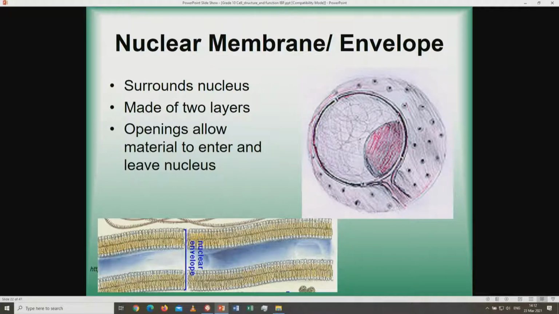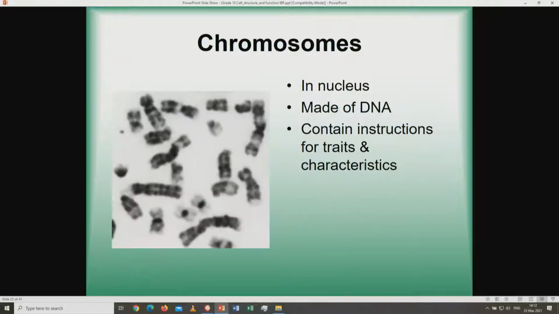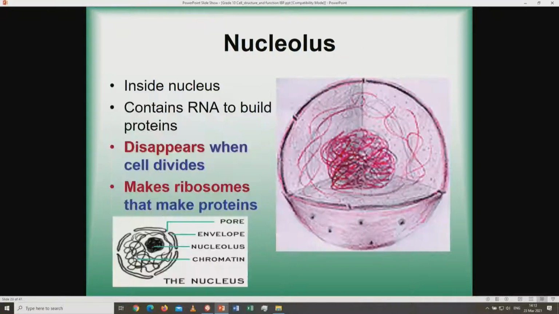Then the nuclear membrane, also called the nuclear envelope, surrounds the nucleus, and it is made up of 2 layers. It also has openings which allow material to enter and leave the nucleus when it sees fit. Chromosomes, we just spoke about that as well, make up your DNA, your uniqueness, your character, the way you maintain yourself, etc. And it has the instructions in your body to tell them what to do, when and how to grow.